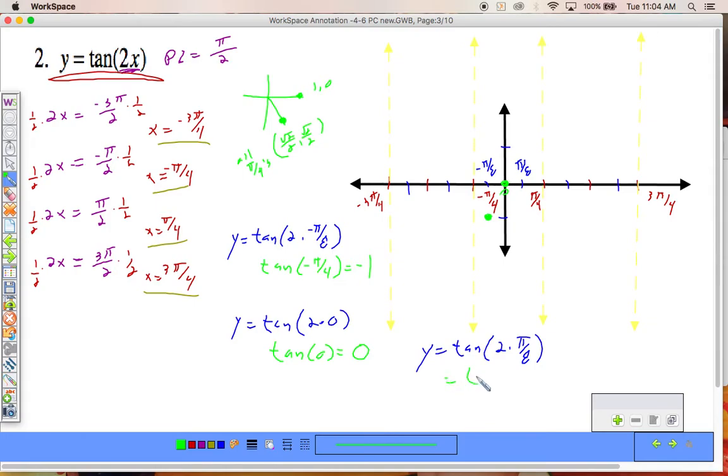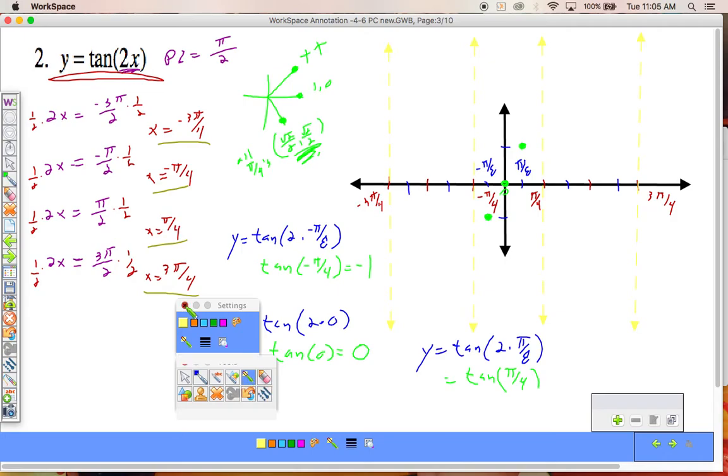The last one, the tangent of 2 times pi over 8 is pi over 4. Pi over 4 is here in the first quadrant. We know the answer is going to be either positive or negative 1 since it's a pi over 4. And in the first quadrant, they're both plus signs. So I'm going to put a positive 1.